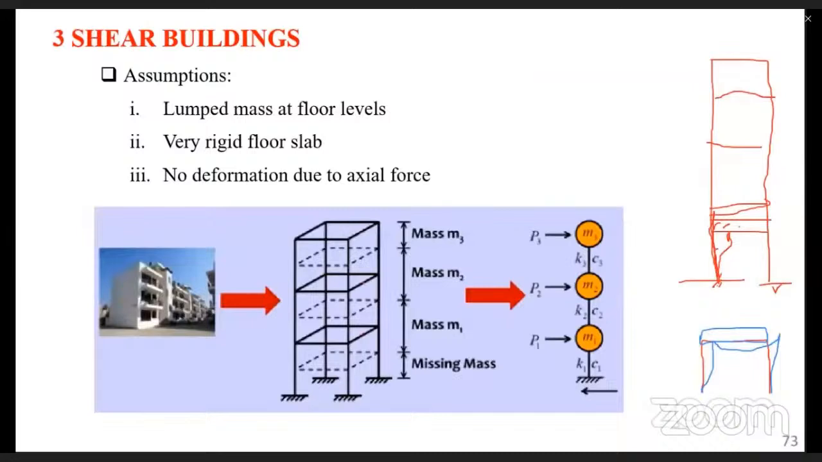And therefore, for the assumption in the previous slide, slide 72, to hold, that there is no rotation at the floor level, it means the floor level or the girder level is very rigid, a very rigid floor slab. It's not flexible, okay? And again, we also assume that there is no deformation due to axial force. The axial forces are the vertical loads, like the dead load of the structure. So this is when we are doing the analysis for shear walls or a shear building.